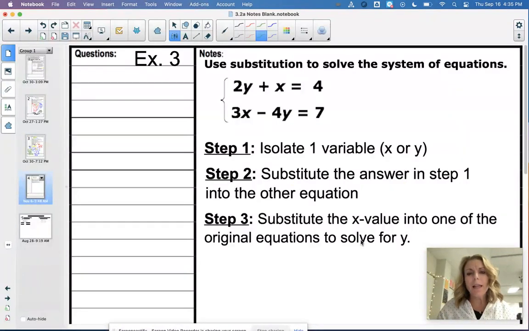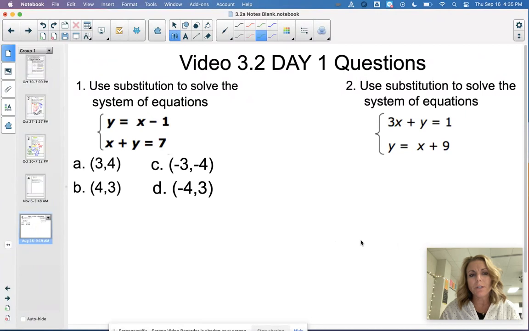Example 3 we're going to do in class, and here are your video questions. Pause the video, read through them, and use substitution to solve the system of equations. We already did an example. Number 1's multiple choice, number 2 is not.